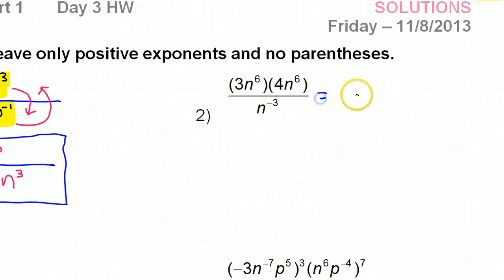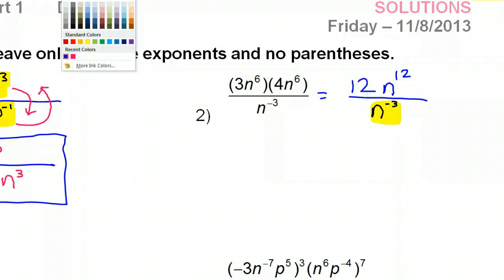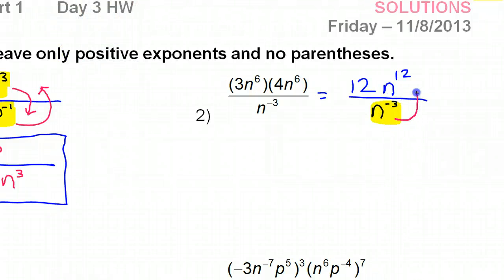Alright, now here again, I'm going to multiply the numerator together. Alright, 3 times 4 is 12, so there's that. Alright, n to the 6 times n to the 6 is n to the 12th power. You add the exponents. And then in the bottom still I have this n to the -3 power. Now, like I said before, anything with a negative exponent is on the wrong side of the line. So that is going to have to move to the other side, which in this case is up.